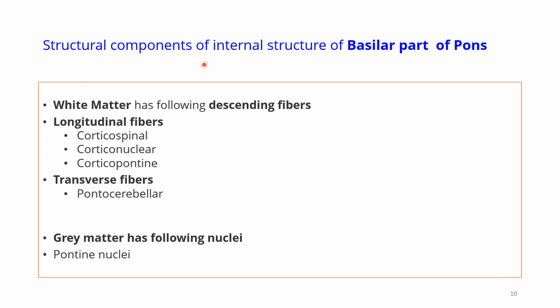So what are the structural components of the internal structure of the basilar part of the pons? It will have white matter, which has descending fibers. What are these descending fibers? They may be longitudinal fibers, that is corticospinal or corticonuclear and corticopontine fibers, and transverse fibers like pontocerebellar fibers. And gray matter has the pontine nuclei. So these are the gray matter and white matter content in the basilar part of the pons.